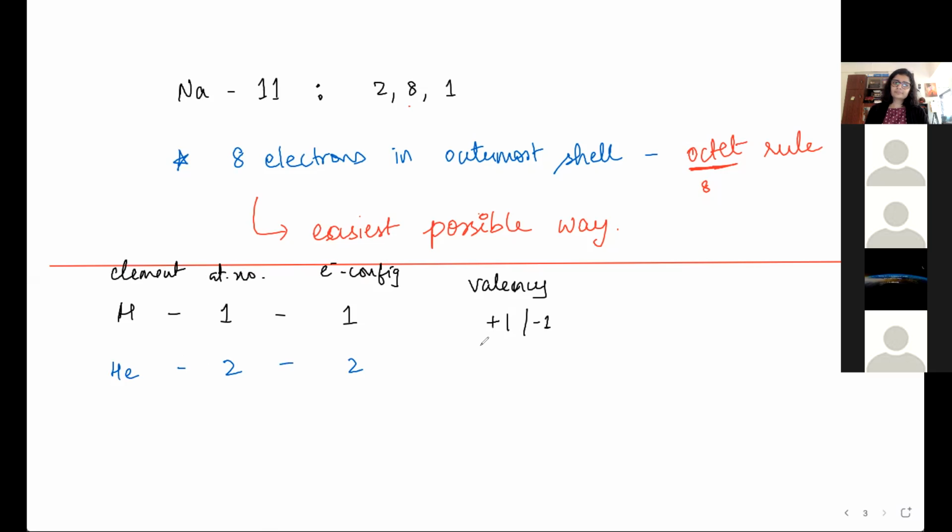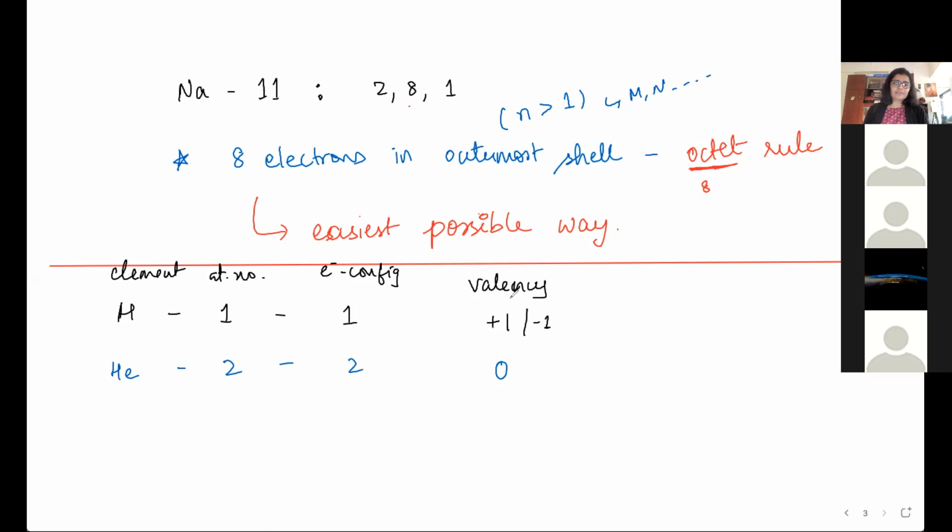Ma'am, 0. Yes, but why 0? We just talked about the octet rule, no? Ma'am, because the K shell is complete, so it doesn't need 8 more electrons to complete another shell. It's already complete. Absolutely right. So 8 electrons for the outermost shell, when the outermost shell is anything more than 1, like for L, M, N, all these shells.